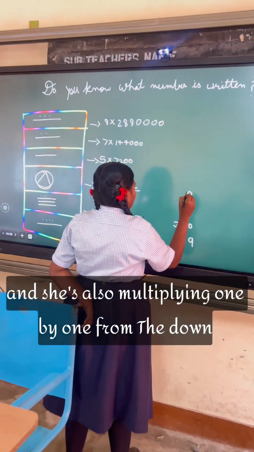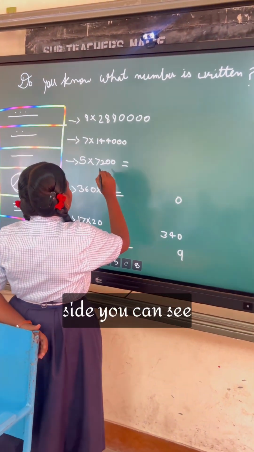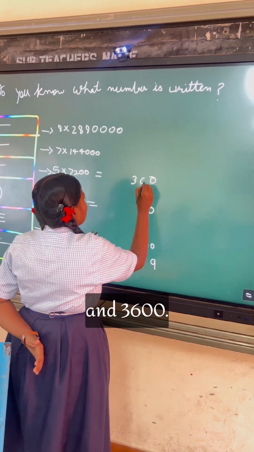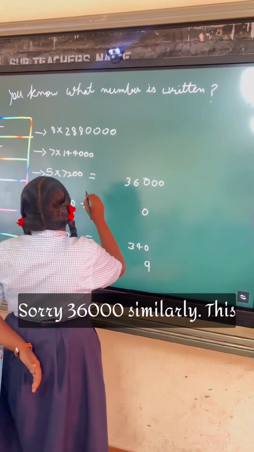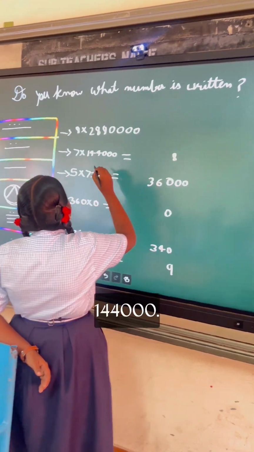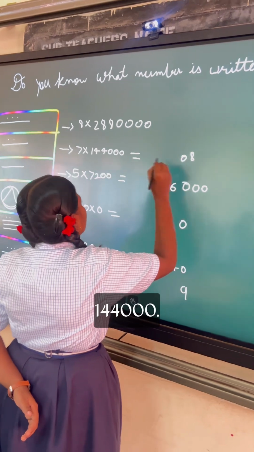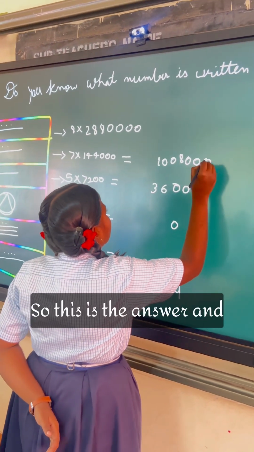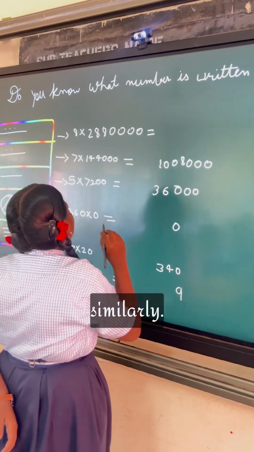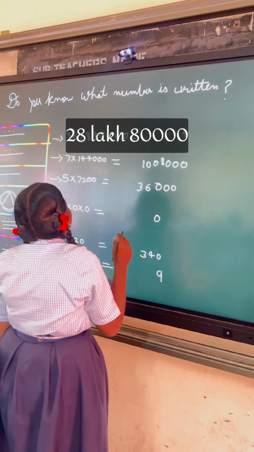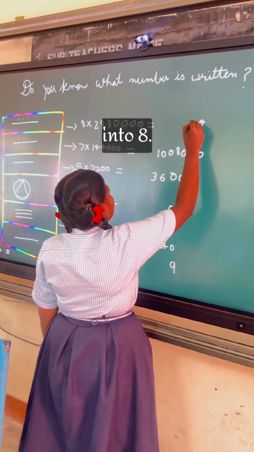and she's also multiplying one by one from the downside. You can see 7200 into 5 and 3600, sorry 36,000. Similarly, she'll multiply 7 into 144,000. So this is the answer. And similarly, we'll multiply 28 lakh 80,000 into 8.